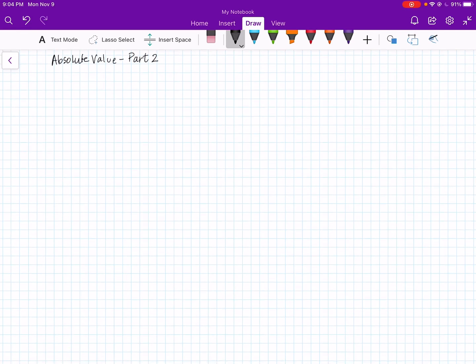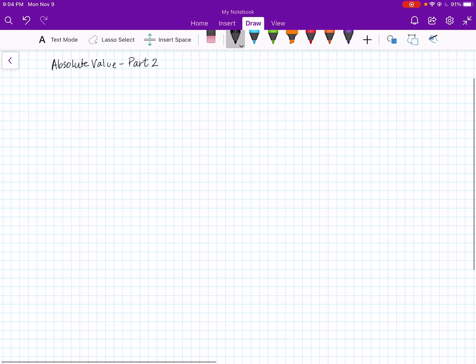Alright, we're back again. Absolute value, all of our function families. This is going to be part 2. So this is where we get a little more in depth with absolute value rather than just the basic absolute value. So the general equation for absolute value is y equals the absolute value of x minus a plus b.